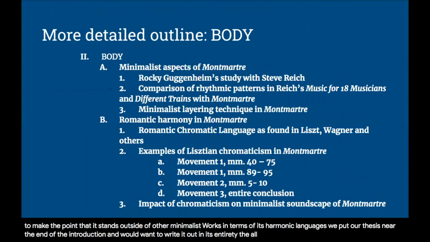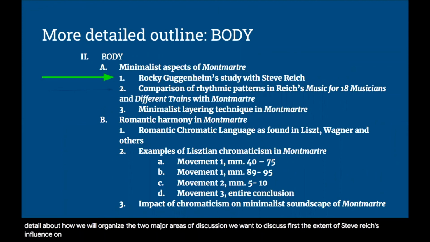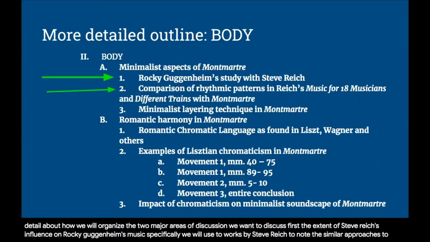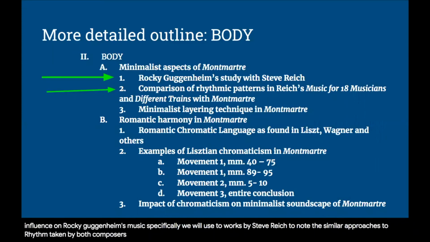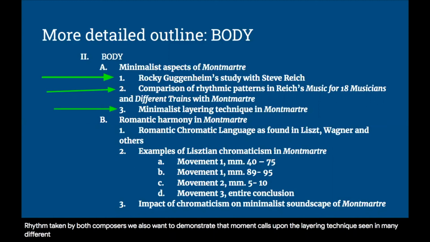The outline for the body of the paper goes into more detail about how we will organize 2 major areas of discussion. We want to discuss first the extent of Steve Reich's influence on Rocky Guggenheim's music. Specifically, we will use 2 works by Steve Reich to note the similar approaches to rhythm taken by both composers. We also want to demonstrate that Montmartre calls upon the layering technique seen in many different minimalist works.